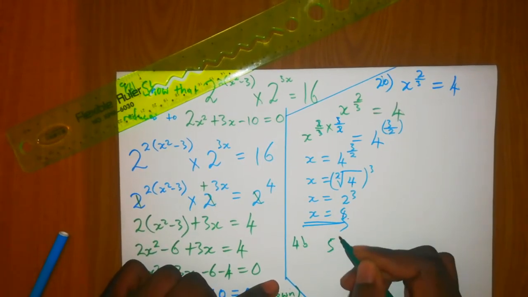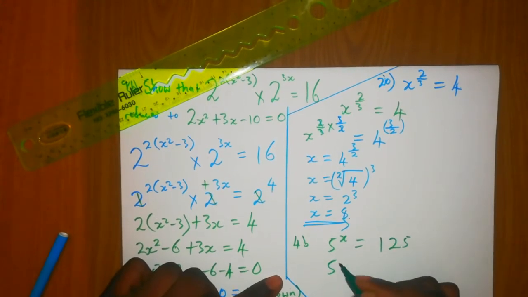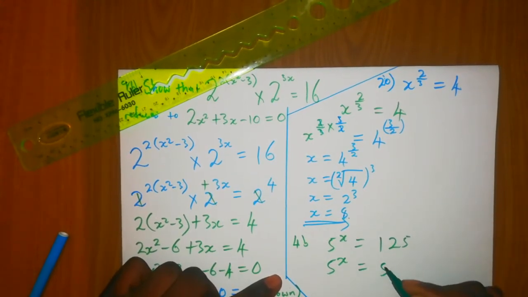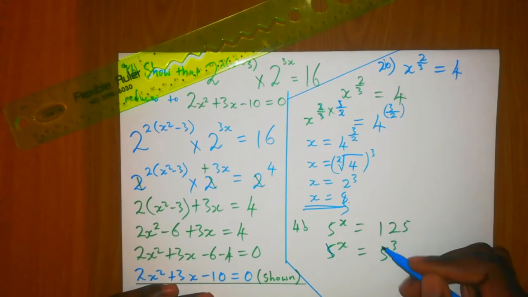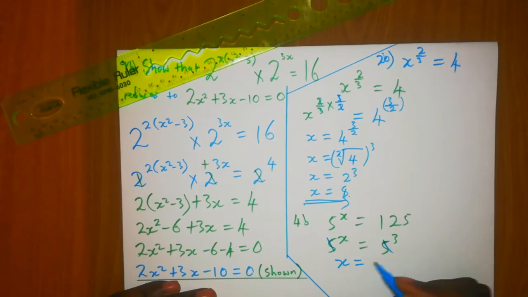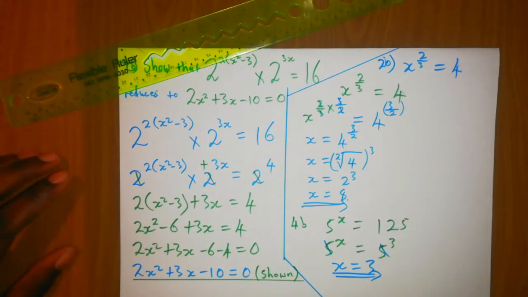If 5 to the power x is equal to 125, so 5 to the power x is equal to 5 to the power 3. You will then cancel your bases just because they are now the same. Just cancel. So your x is equal to 3. That is your answer. You will be done. Let's move on to the other question. It's November 2015 paper 1.